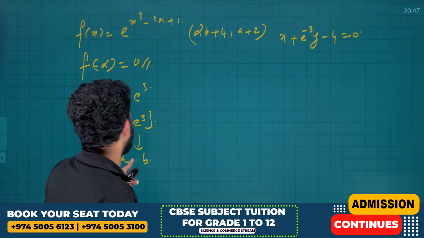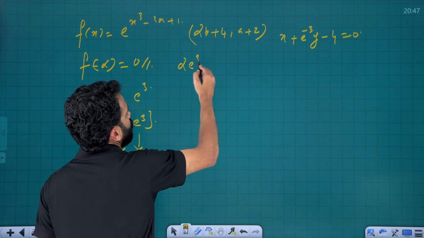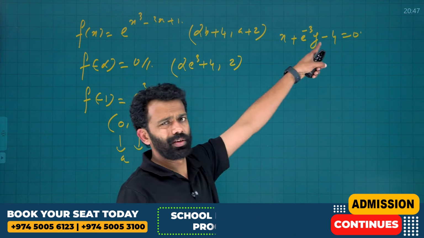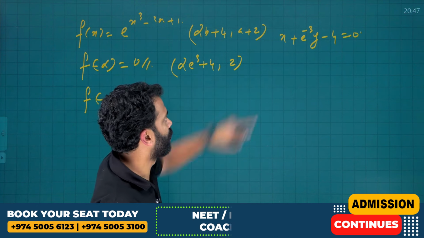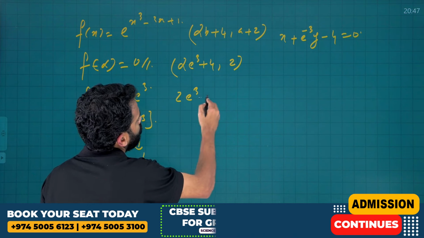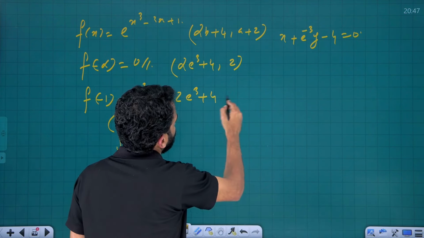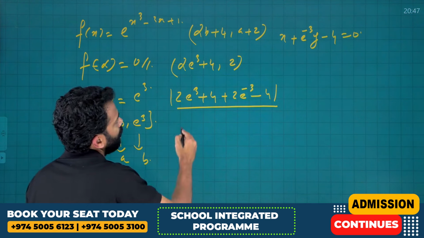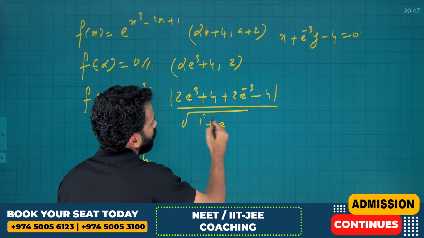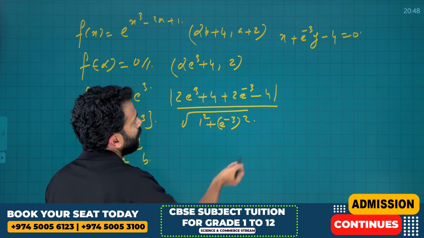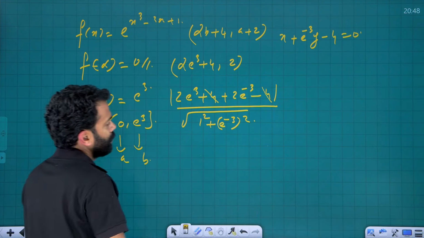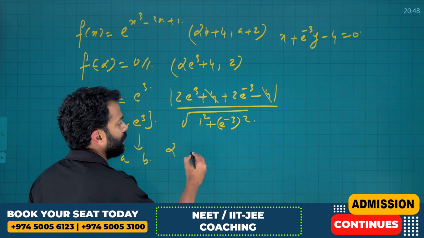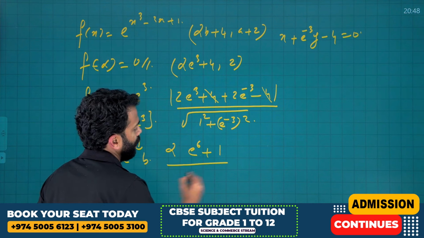So 2b plus 4, what is 2b plus 4? That is 2e cube plus 4, and 2. The perpendicular distance from this point to this line, you very well know the formula here. Just substitute this point here and you will get 2e cube plus 4, plus 2e raised to minus 3 minus 4, divided by root of 1 plus 1 square plus e raised to minus 3 the whole square. In here this and this got cancelled. 2 we can take outside. This e raised to minus 3 will be 1 by e cube. If you cross multiply it, you will get e raised to 6 plus 1 divided by e cube.